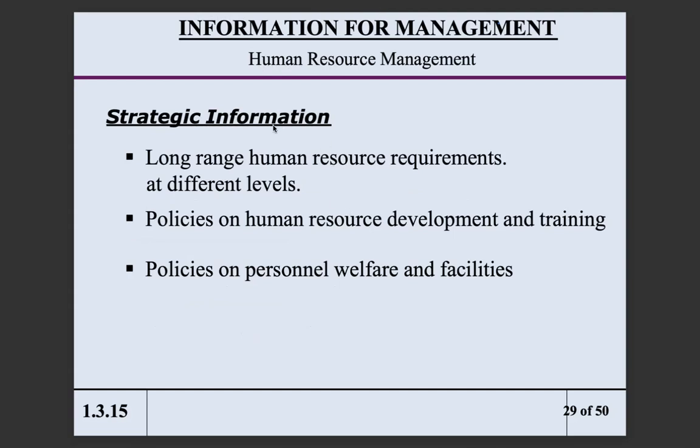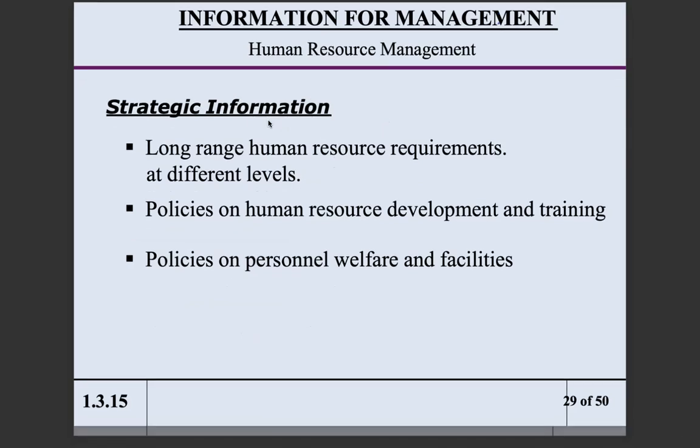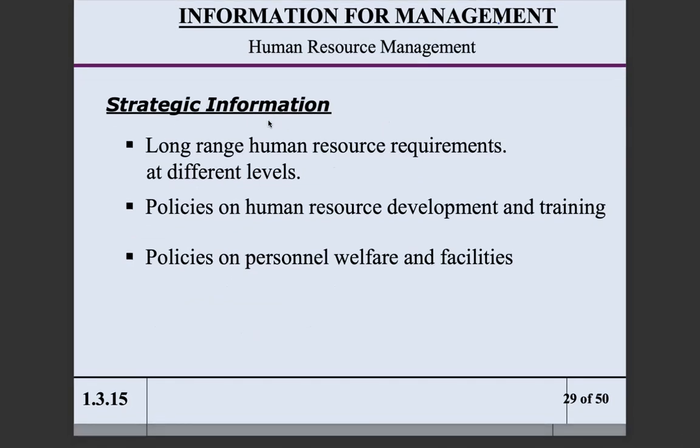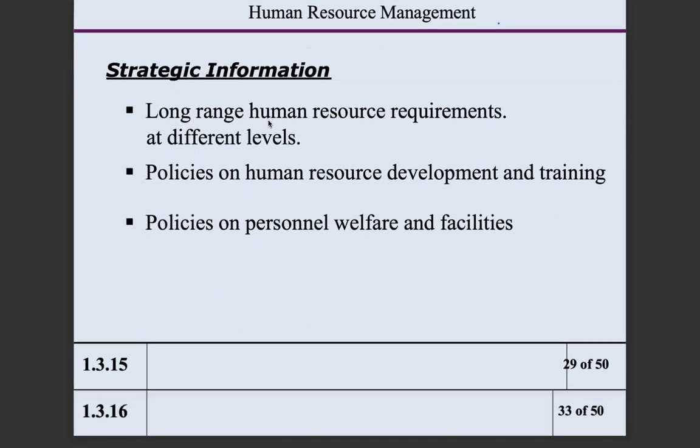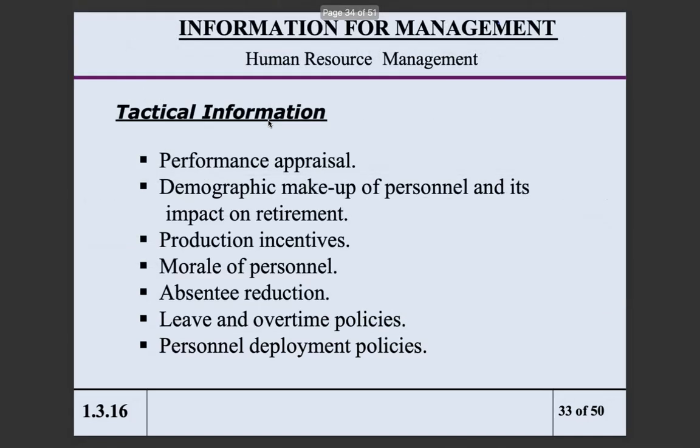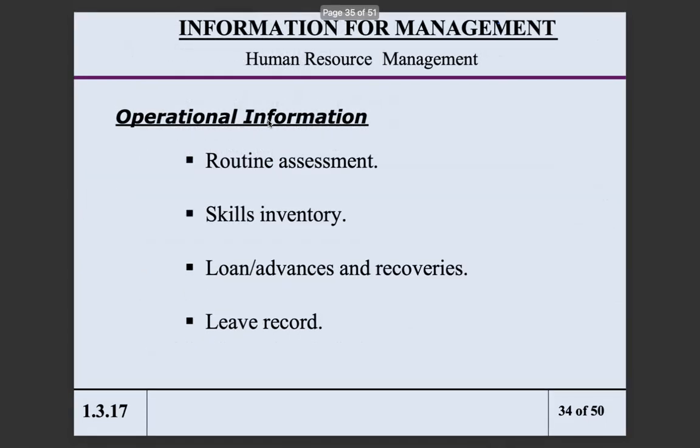Now, at last, we are moving to the human resource management. Here again, we have all these three types of information. One is the strategic information. The other one is the tactical information for human resource management. And then we have the operational information under human resource management.